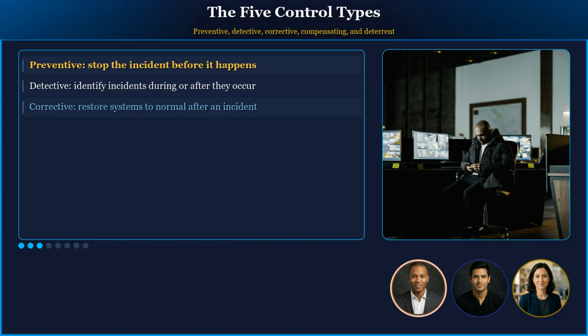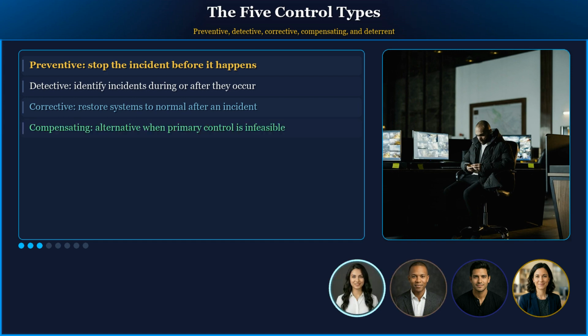Intrusion detection systems, log monitoring, audit trails, security cameras, none of these prevent anything. But without them, you are running blind. Corrective controls come in after the fact. Backups, incident response procedures, patch management, system restoration, they are your recovery toolkit. When the preventive control fails, the corrective control limits the damage and gets you back to normal operations.